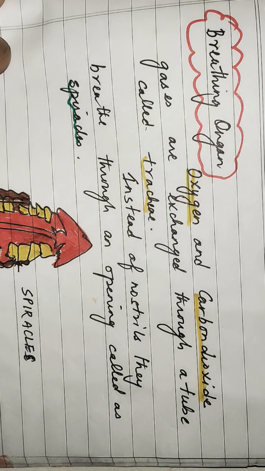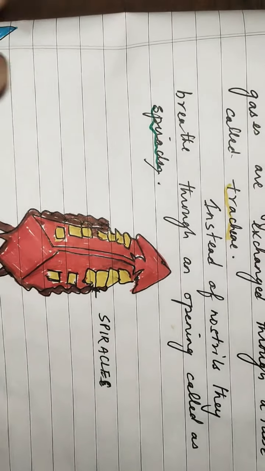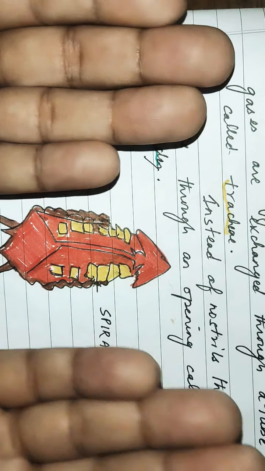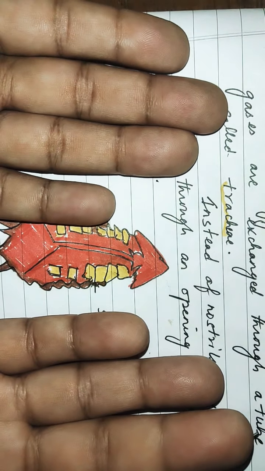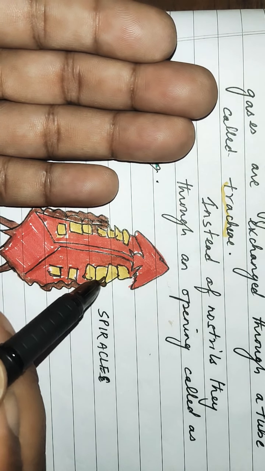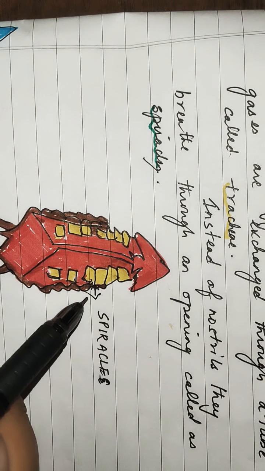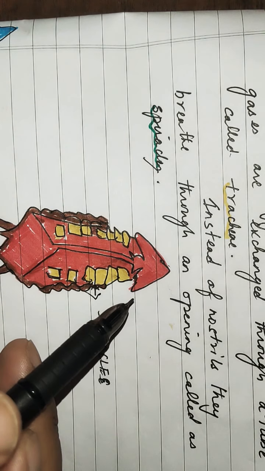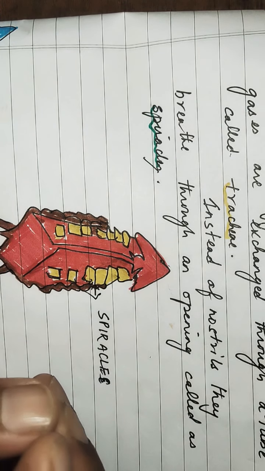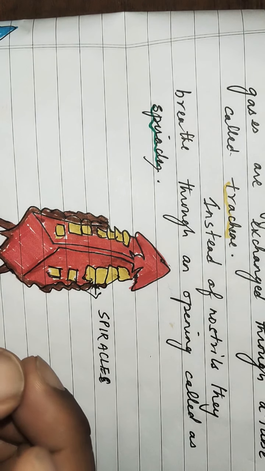Instead of nostrils, they breathe through openings called spiracles. Take an example, this is a cockroach. When you flip it up, you can see this yellow portion also over there, you have spiracles. So they breathe through these spiracles, not through the nostrils. So this is a breathing organ that they have adapted to survive in the environment.